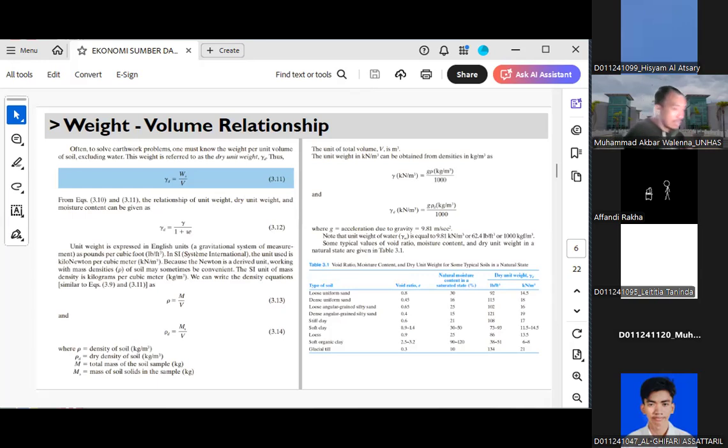Okay, so for dense sand, as I think I have mentioned before, dense sand usually has a low void ratio. Okay, sorry, dense sand has a low void ratio because it has less space being occupied by voids, in comparison to loose sand.